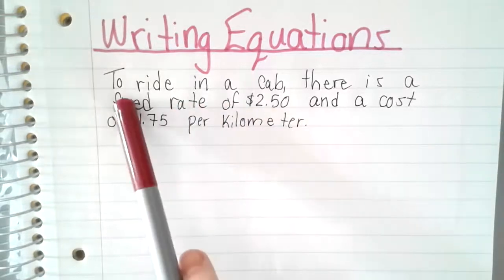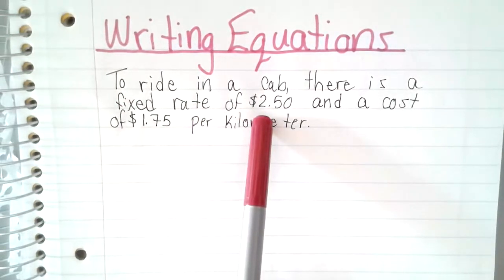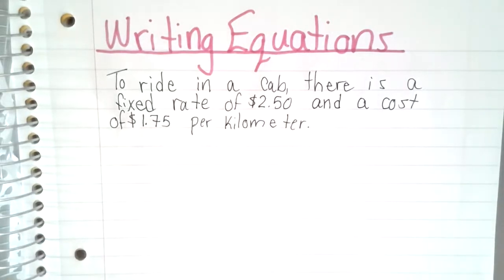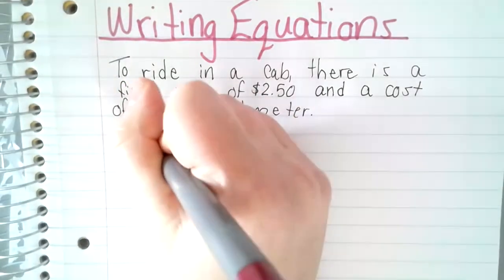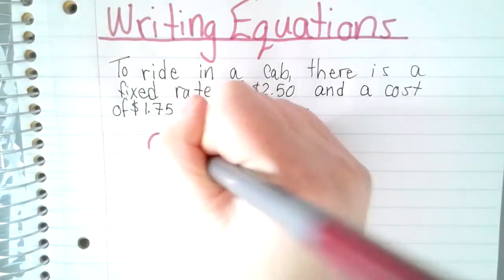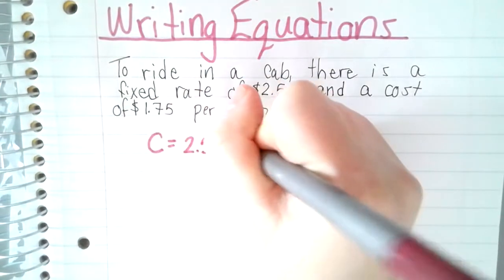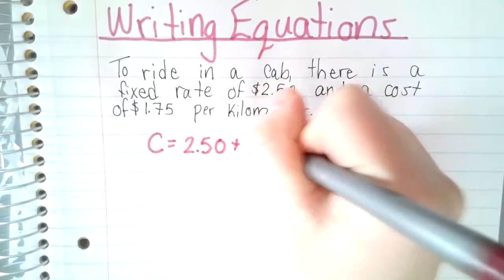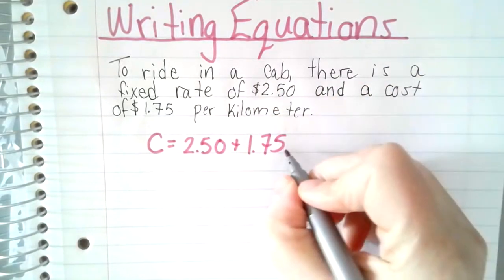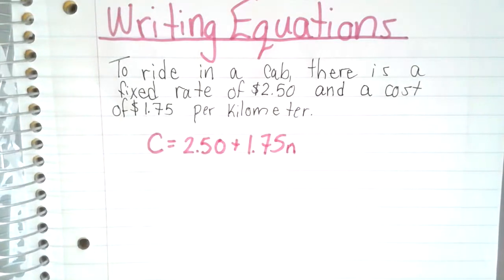So in this case, I have a fixed rate of $2.50. That's not changing regardless of what the situation is. Whereas it is $1.75 per kilometer. So that's the thing that's going to vary. So if I were to write an equation for this, I could do something like C for cost is equal to $2.50 plus 1.75. You can use X, you can use N, the variable is whatever one you want here. So you can write an equation that looks like this.